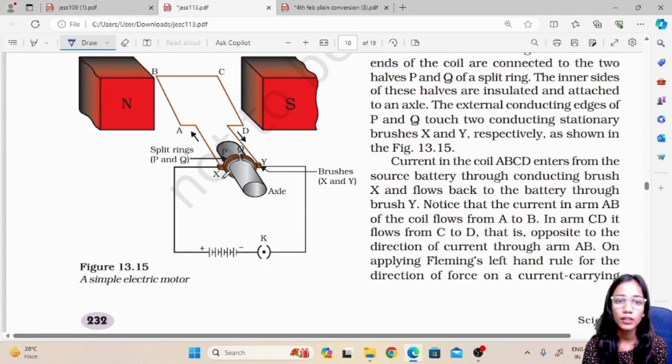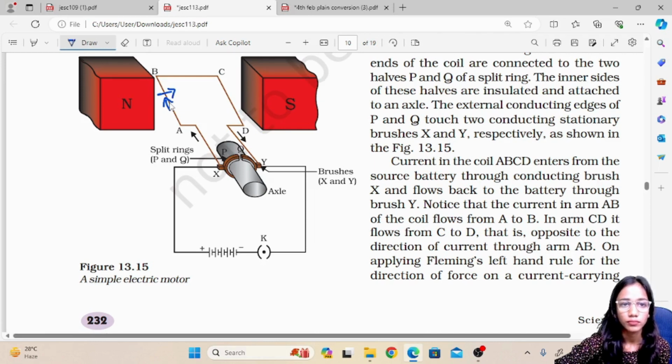Now the current, how will it flow? When it starts from here going to X, it will flow in direction A, B, C, D, and it will come back. Current in the arm AB flows from A to B and in the arm CD it flows from C to D, that is opposite. Okay, now the direction of current is upwards, and the magnetic field, we know that it is this way.